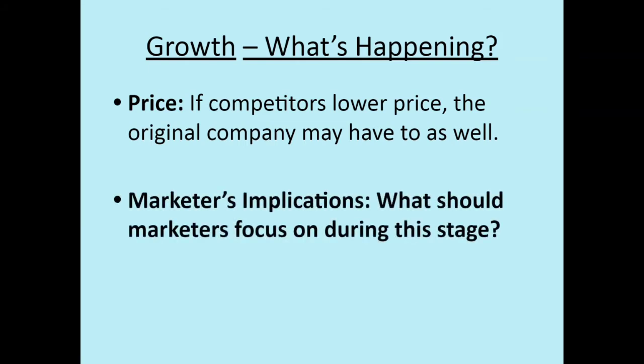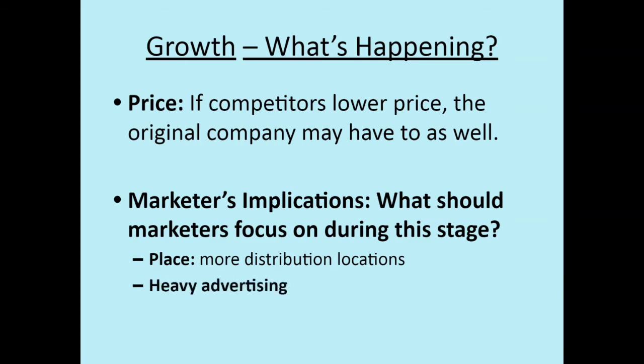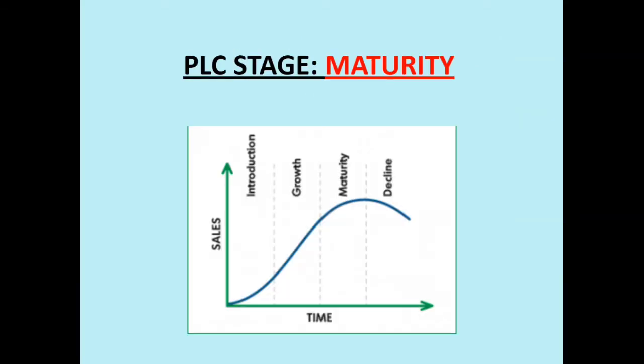As a marketer, what should you be focusing on during this stage? Place. You want to be expanding where your items are available for sale, making it easy for customers as more people find out about them, and making sure you have the supply and inventory to fill orders. There's nothing worse during the growth phase than people wanting your product and not being able to get it, because they'll find something else or go to your competitor. As I mentioned, very heavy advertising. We are spending a lot of money, so even though our sales are going up, we're generally not making any profit because we're spending every cent we have to advertise this product.